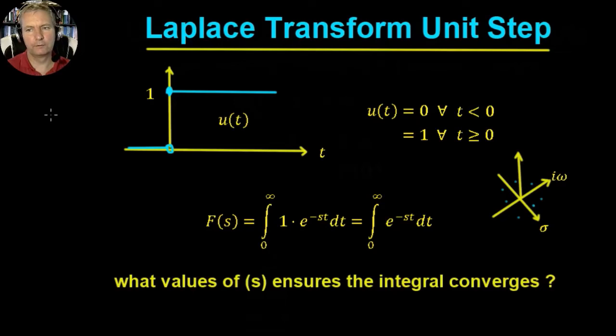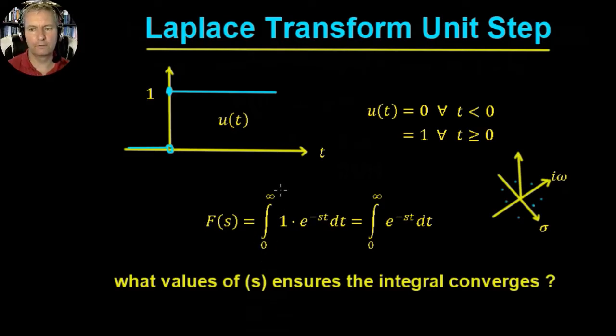In this video we're going to look at the Laplace transform of the unit step and also the idea of a region of convergence. Now we've seen the function u of t before, that it's equal to 0 for t less than 0 and it's equal to 1 for t greater than or equal to 0, so this is our unit step function.